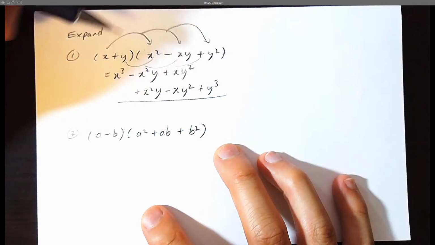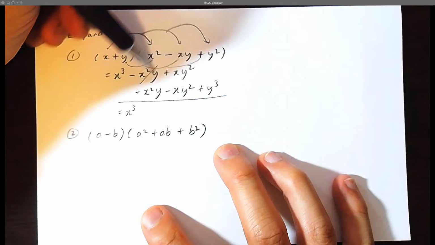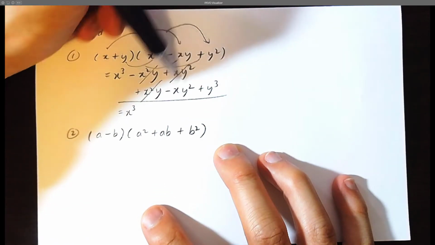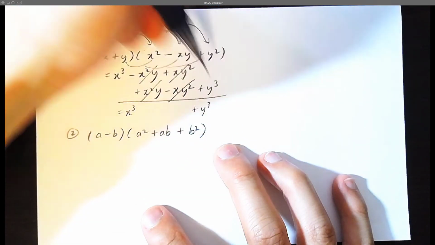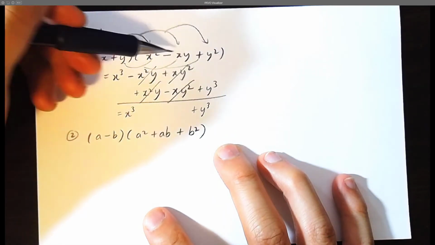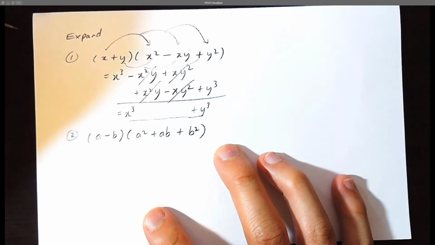Cha-ching! Notice how we have the answer, x cubed, and these cancel. As you add them, they're exactly the same, and these cancel as well. So what's beautiful about this question is that we're expanding. By expanding this pattern here, our final answer is so beautiful and simple.